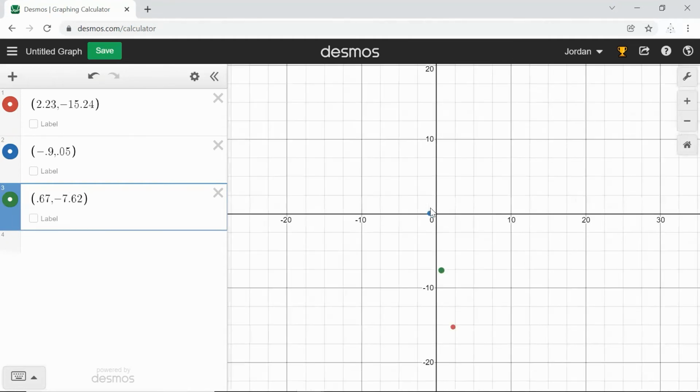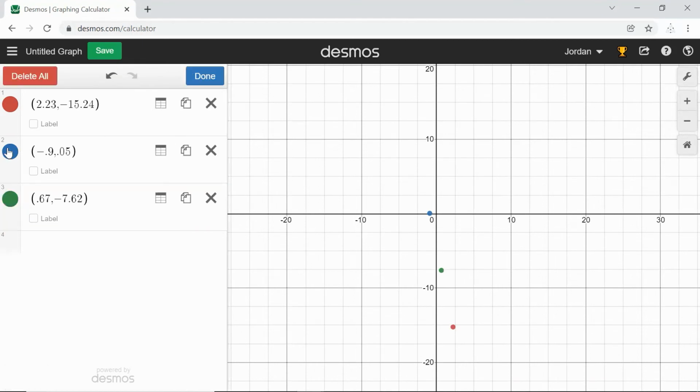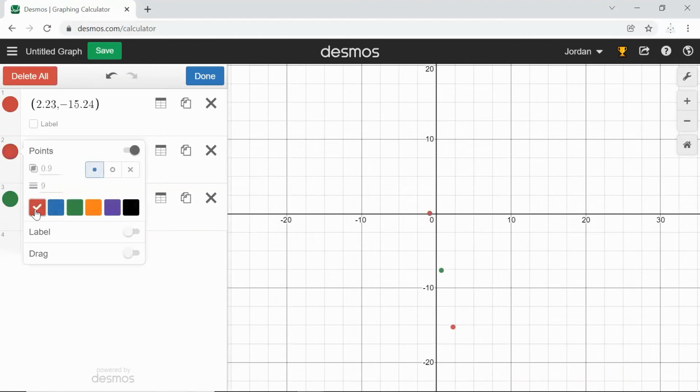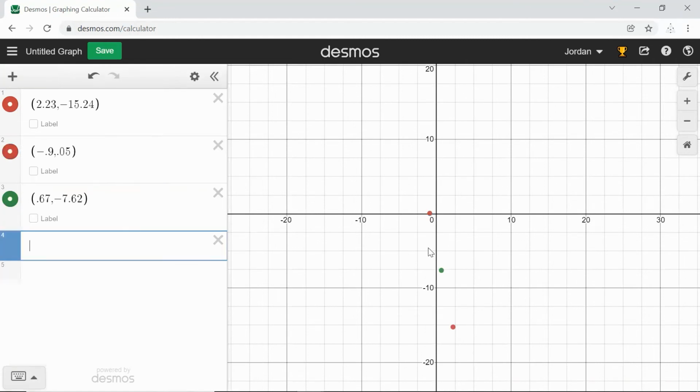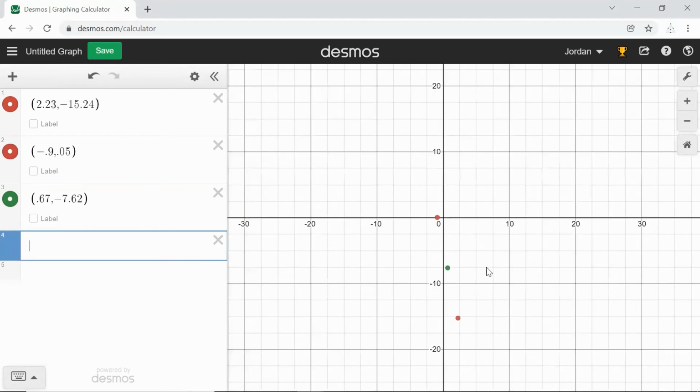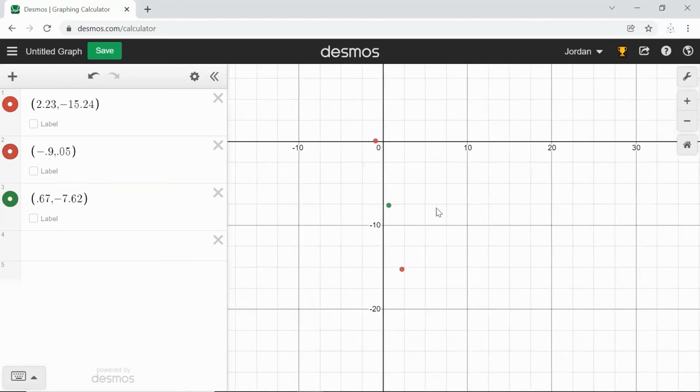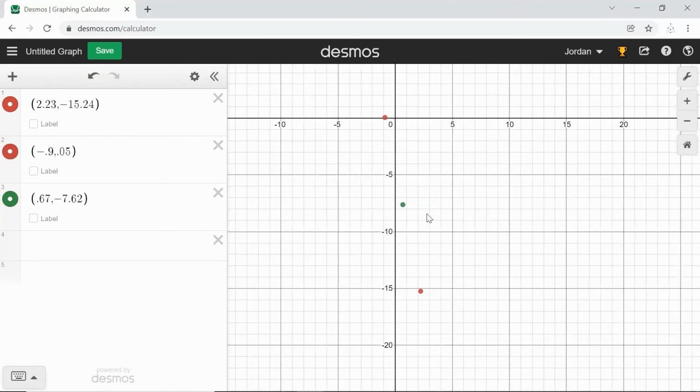I hope that you see what's going on here. We have 3 points. Let me change the points that are critical points to red. We have 2 critical points in red, and we have 1 point of inflection that's in green.